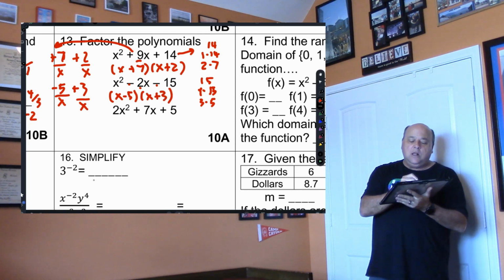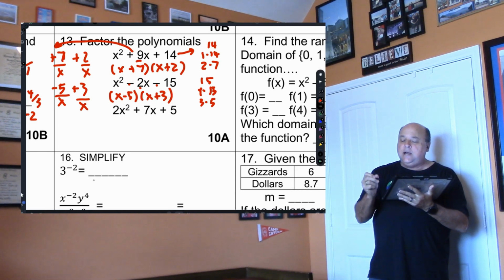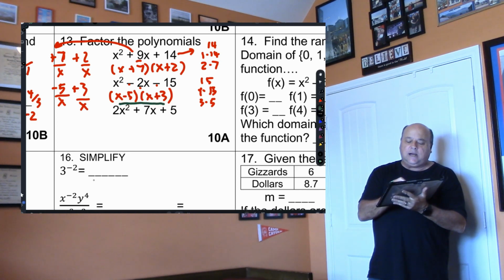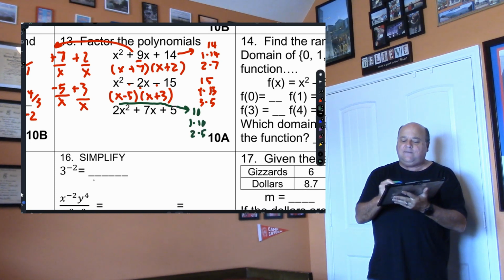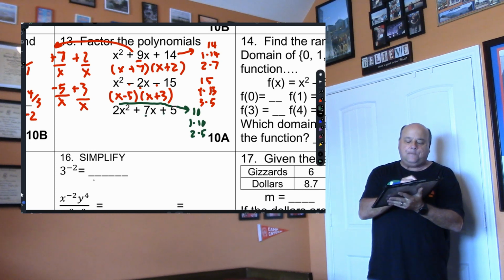Let's go to the next one. On this one, we have a number in front of the x, so we got to do 2 times 5, and we get 10. We got to work with 10, so it's 1 and 10 and 2 and 5. The ones that add up to 7 are 2 and 5. So I'm going to put my 5 and my 2.